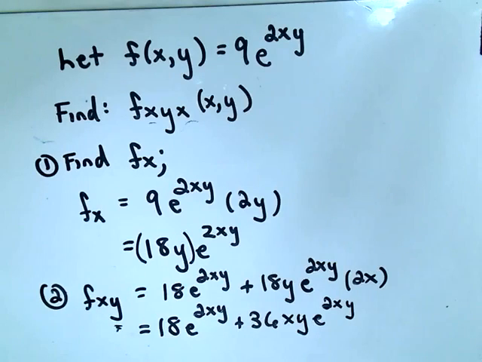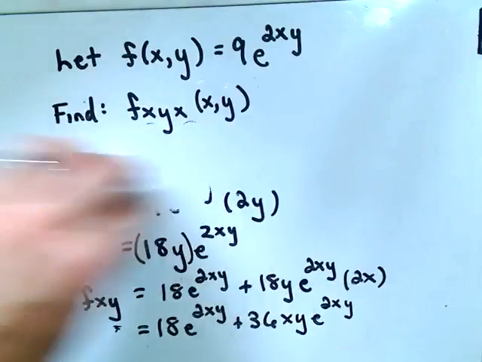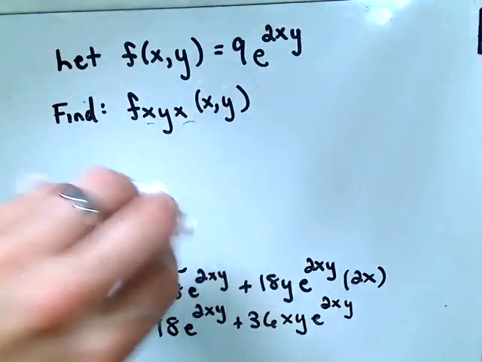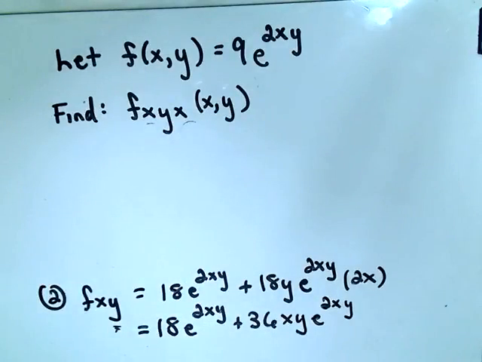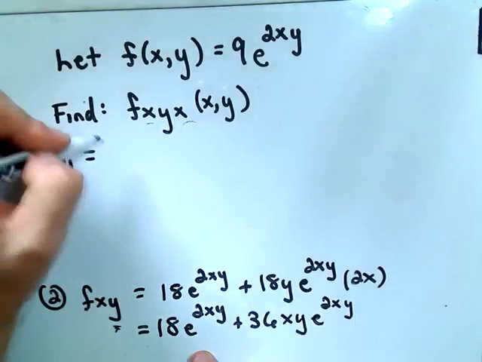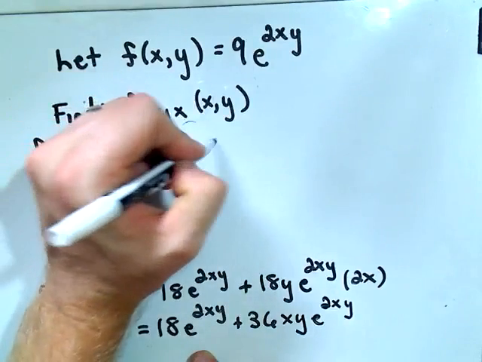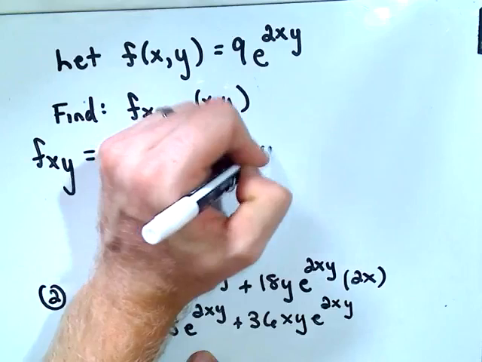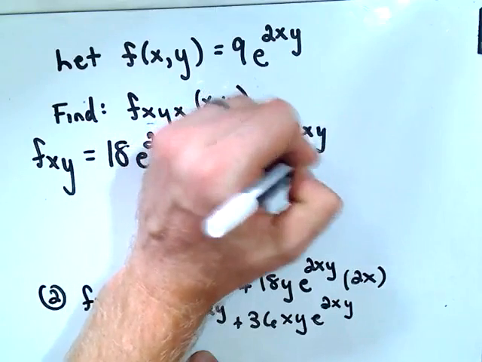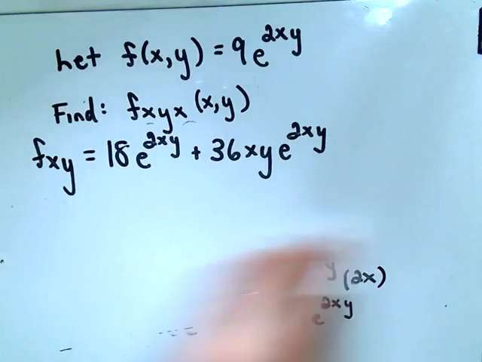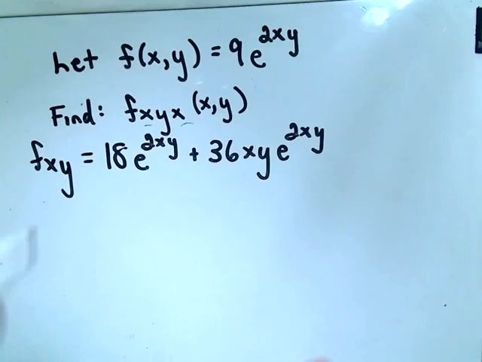Okay, so we're almost there now. We've got to take yet one more partial derivative. And this time, to finish it off, I'm going to have to take the partial derivative of this new function we just found, only this time we'll have to do it with respect to x. Let me jot it up here at the top real quick. We just found that it was 18 e to the 2xy plus 36xy e to the 2xy. So last but not least, we'll take the derivative of this now with respect to x.